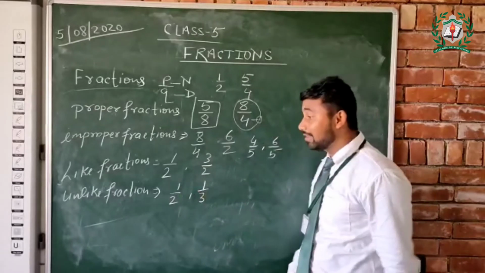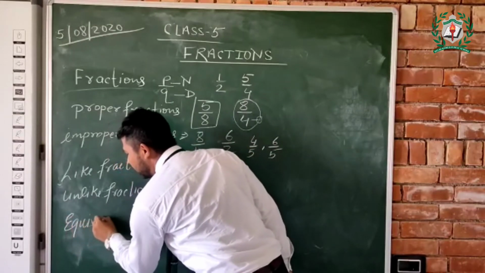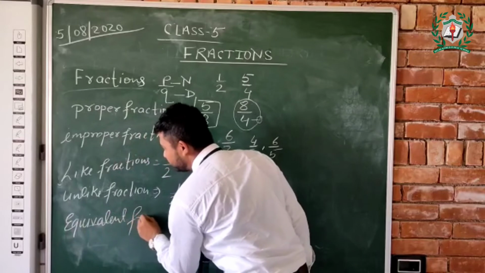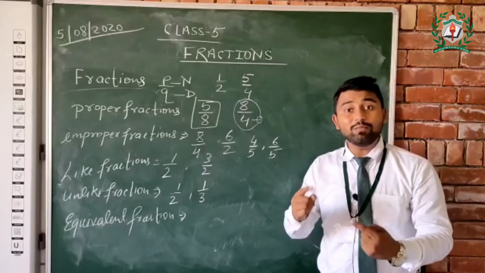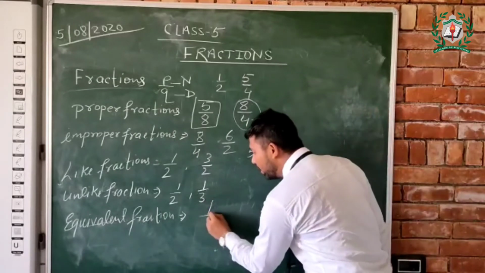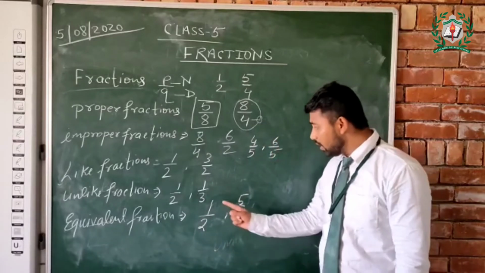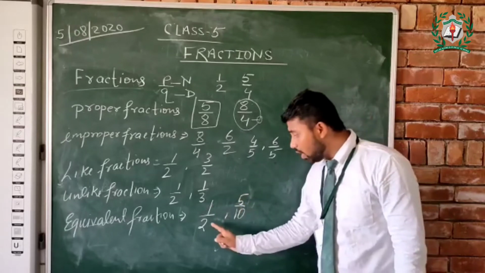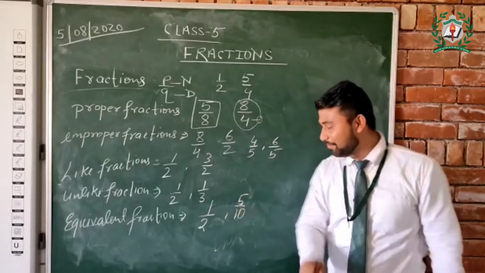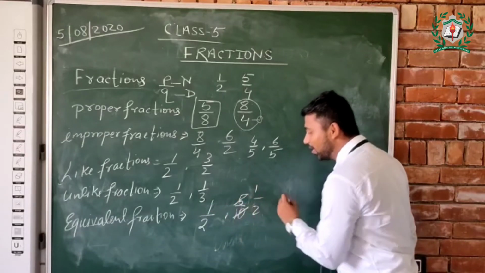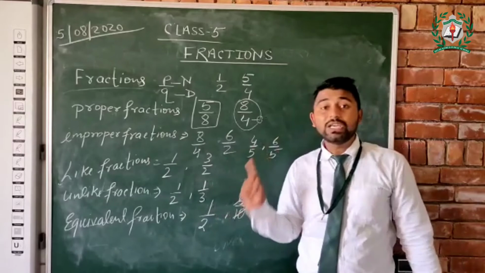Let's discuss equivalent fractions. What is an equivalent fraction? When you see equivalent fractions, you might be confused. How are 1 upon 2 and 5 upon 10 the same? "Sir, it is not the same, because the numerator is 1 and the numerator is 5, and the denominators are 2 and 10. How is it possible?" But dear, both fractions are the same, because 5 upon 10 will also become 1 upon 2, and 1 upon 2 and 1 upon 2 are the same. So they are equivalent fractions.